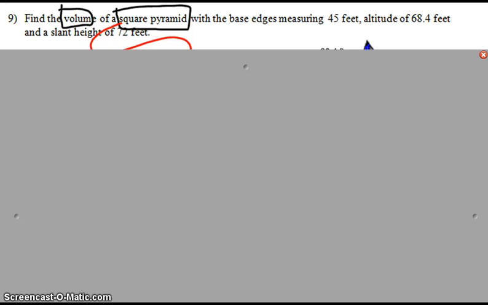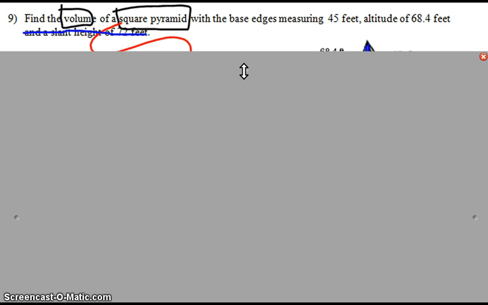And the last question, number 9. Find the volume of a square pyramid with base edges measuring 45 feet, an altitude of 68.4 feet, and a slant height of 72 feet. Whenever you're looking at a volume problem and you see slant height, make sure you cross it out so you don't get confused.